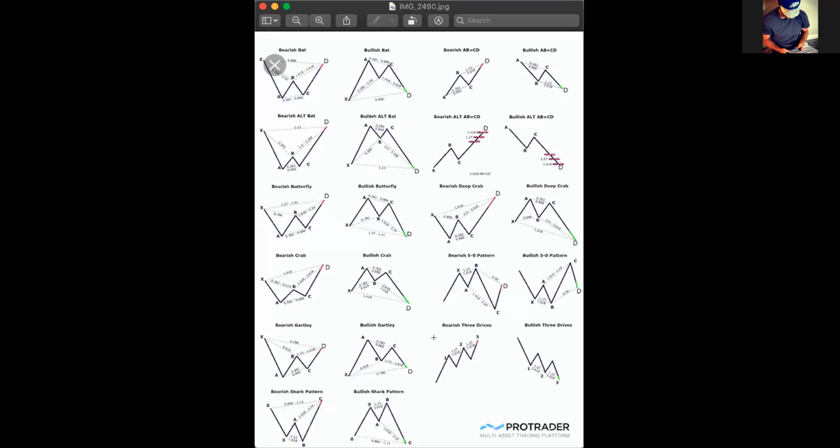These are all complex pullbacks, but you can see they all have an impulsive move, an ABC wave, and then this is where you're supposed to trade from. You're trading from the D. So we have an XABCD pattern. The two patterns that I like the most, I love the Gartley pattern. And like I said, I like the cipher pattern. Both of them, the D point ends at the 78.6.